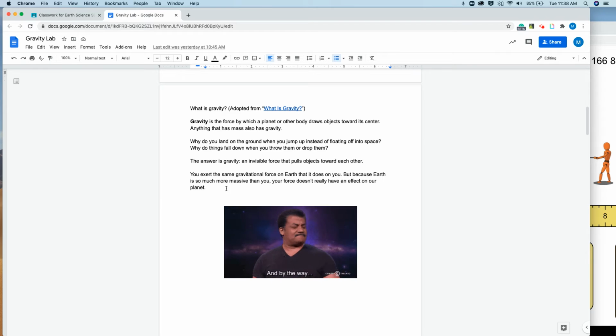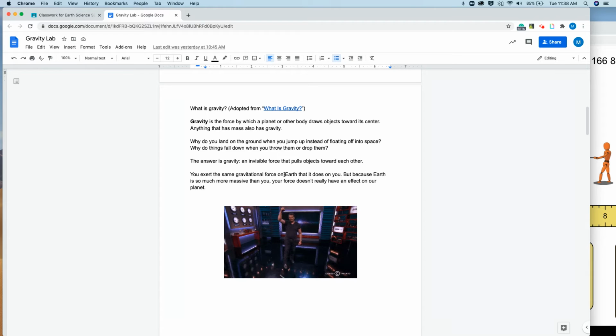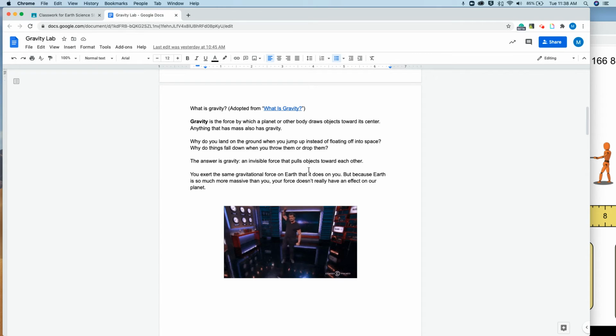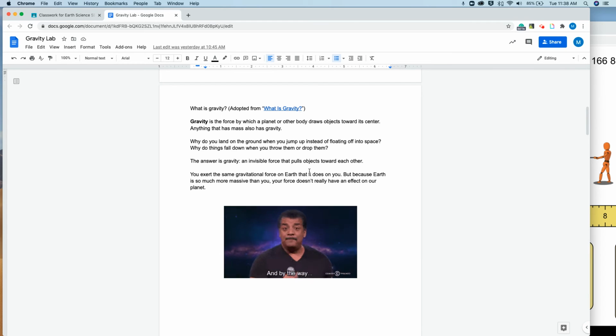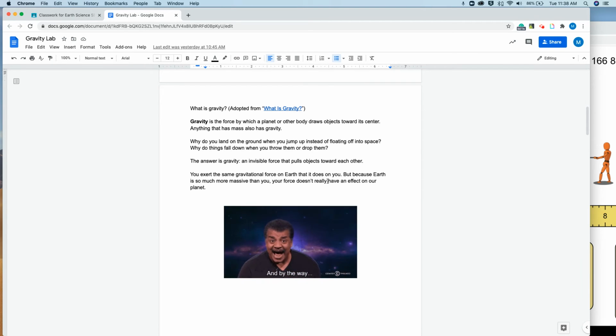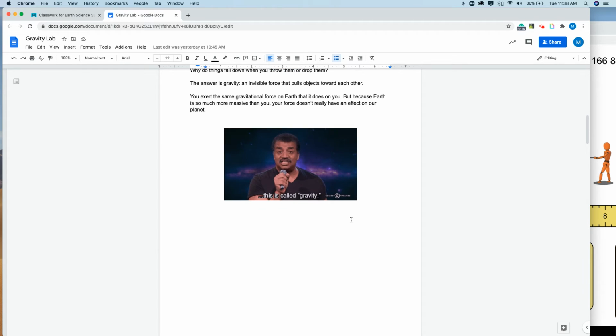You exert the same gravitational force on Earth as it does on you, meaning that you're applying the same force of gravity on Earth as it is on you. But because Earth is so much bigger than us, our force doesn't really affect the Earth, but the Earth's force is large enough that it holds us on the planet. It keeps us on the ground.